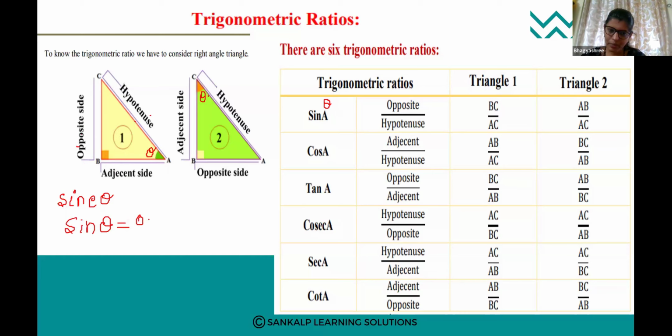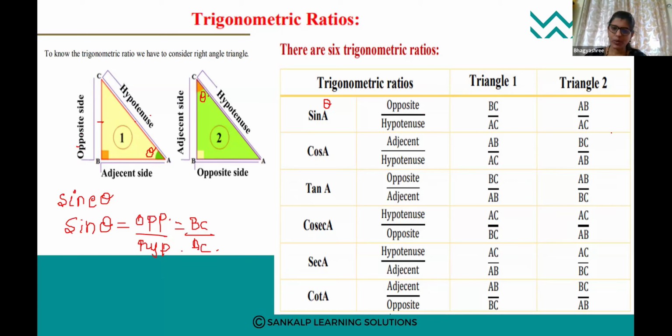Because this is what we need as important. Opposite side divided by hypotenuse, that we call sin theta. Remember. Okay. So in the first triangle, which one is the opposite side and which one is the hypotenuse? Theta is here. That means BC is the opposite side, opposite to theta. BC divided by the hypotenuse AC, right? BC divided by AC. So we are comparing the opposite side and the hypotenuse. This ratio is called sin theta.